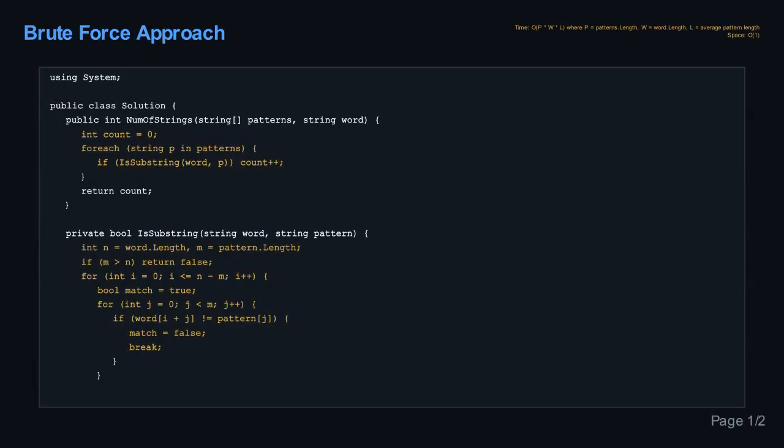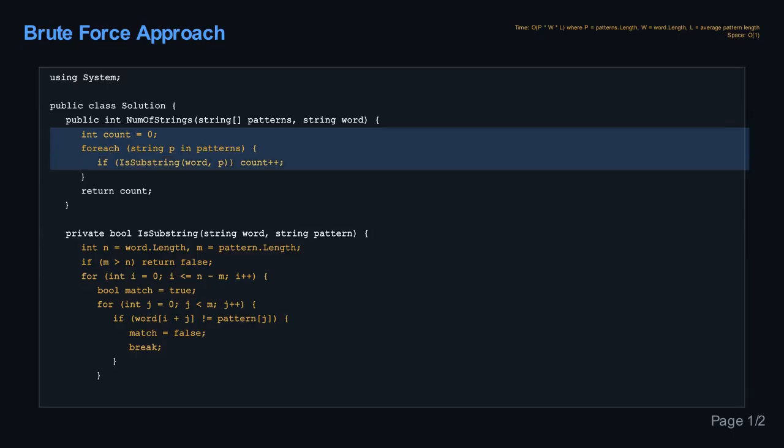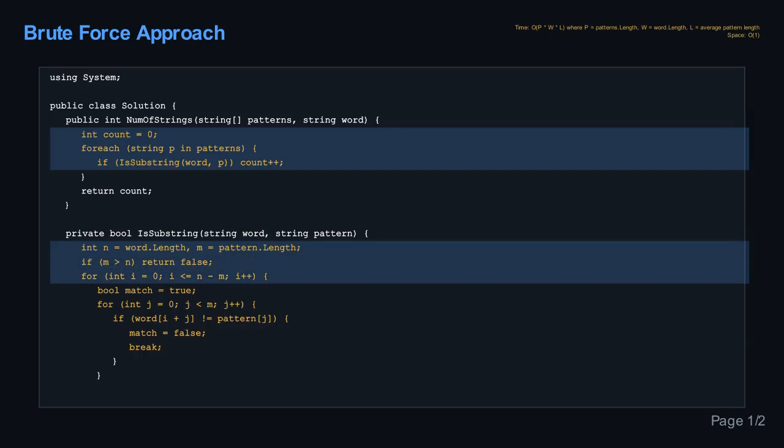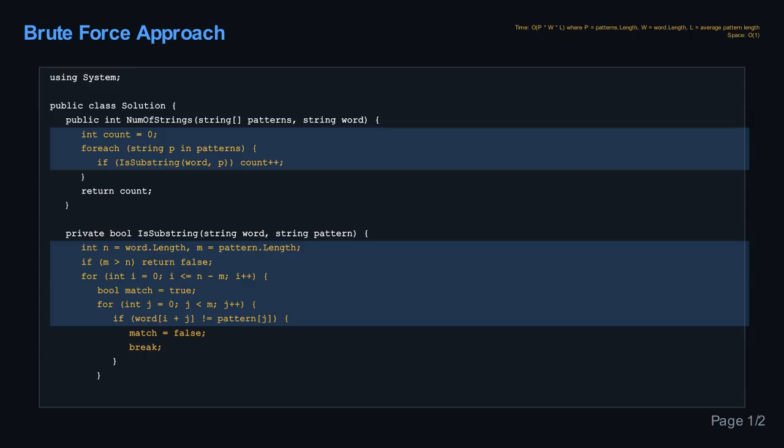A straightforward brute force approach would be to iterate through each pattern, and for every pattern, check if it's a substring of the word. This involves a nested loop to compare characters. While simple, this can be quite inefficient. If the word has length W and there are P patterns, each of average length L, then each substring check could take up to O(W*L) time. Repeating this for P patterns gives us an overall time complexity of O(P*W*L). Space complexity is O(1), constant, as we don't store extra data.